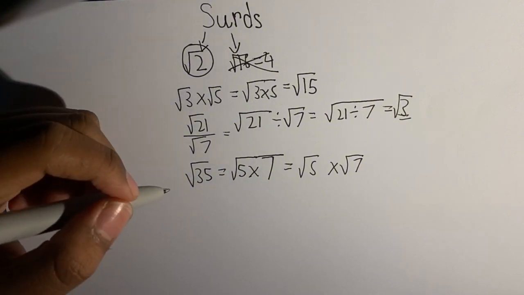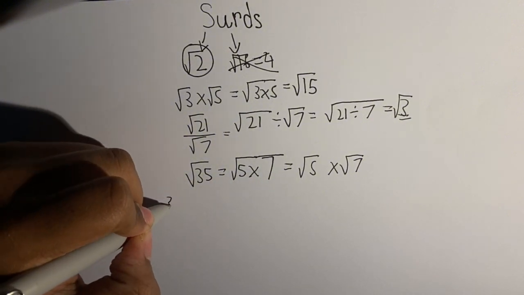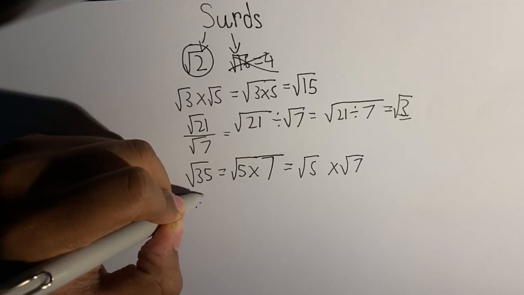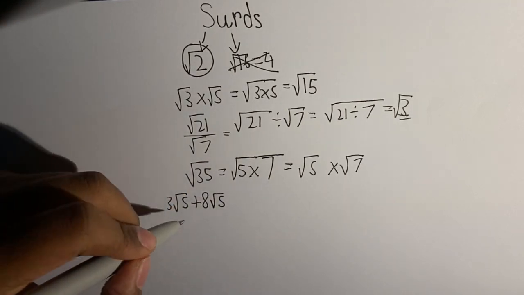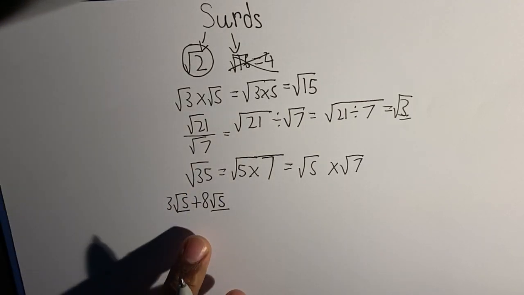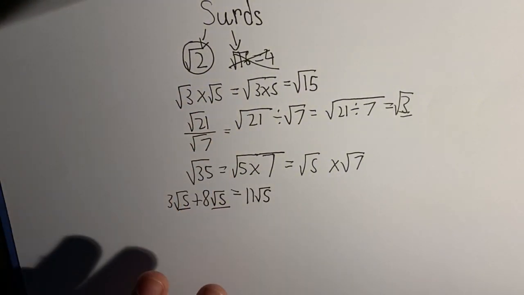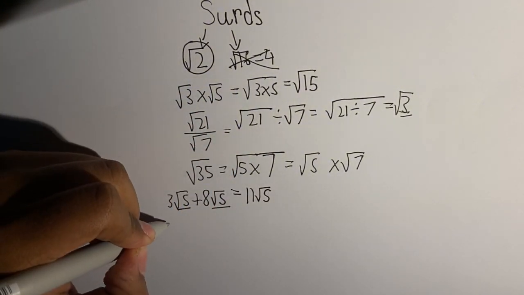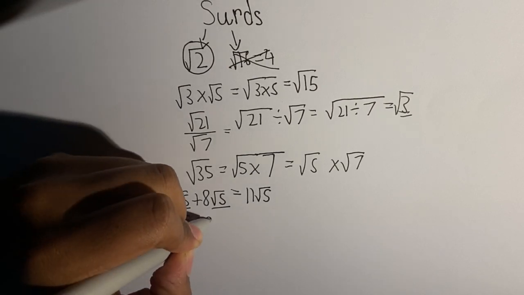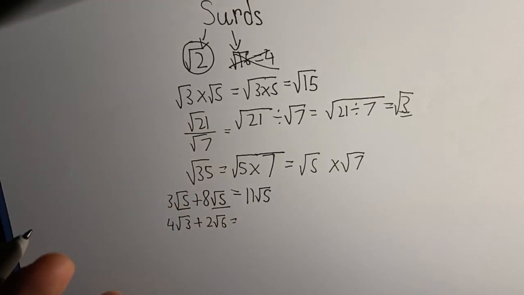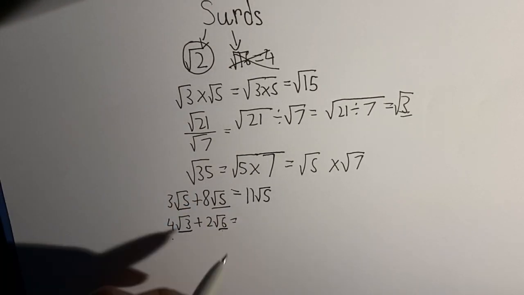Let's talk about adding or subtracting surds. This is important. For adding and subtracting surds, for example, 3 square root 5 plus 8 square root 5. Just because this square root 5 and this square root 5 are the same, we can add them up, which is equal to 11 square root 5. But if the number is not the same, for example, 4 square root 3 plus 2 square root 6, you'll not get the answer because the square roots are not the same.